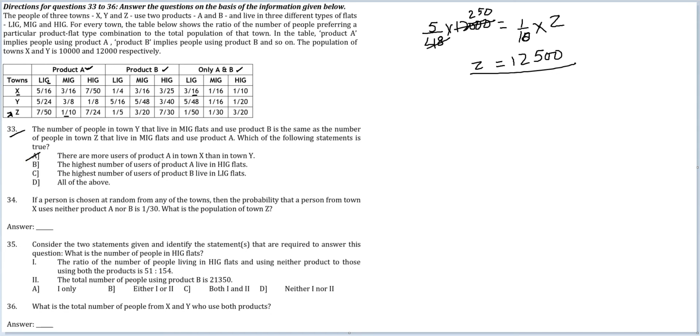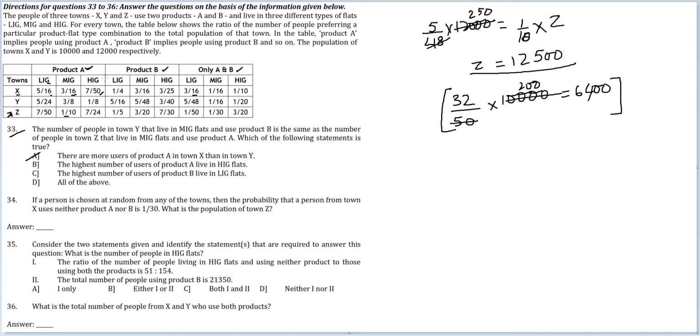First statement: there are more users of product A in town X than in town Y. Users of product A in town X are these three fractions. Let me add up these fractions. 5 by 16 and 3 by 16 give me half, directly 8 by 16 or half. Half plus 7 by 50 is as good as 32 by 50. 32 by 50 into 10,000. This is what we are seeking. So I cancel. I get 6,400. This is the number of people living in town X and using product A.